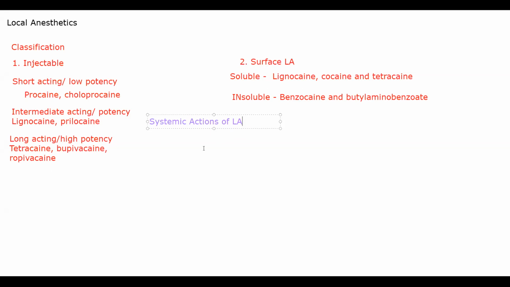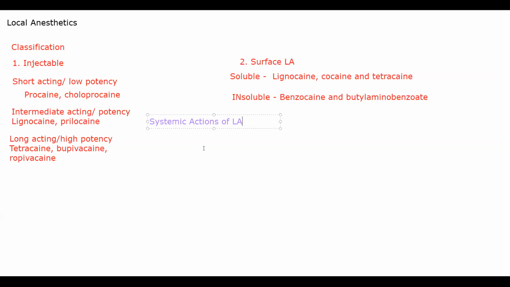Now coming to systemic actions, the actions that you get systemically will depend on the plasma concentration of the drug. Depending on how much drug is present, generally the most common systemic actions that you see are related to CNS, to autonomic ganglia, and to muscles. These are the three main affected ones. You will have some other effects as well, but these are the main ones. To your CNS, they can cause restlessness and tremors. Those will be the neurological effects of giving local anesthetics. Sometimes tremors can occur, and sometimes the patient might have restlessness.